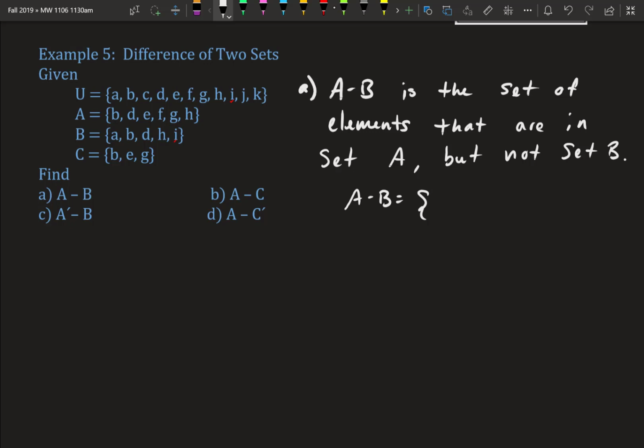So A and B have B in common, they have D in common, and they have H in common. So you see what's left over? E, F, G. That's the set. E, F, G.